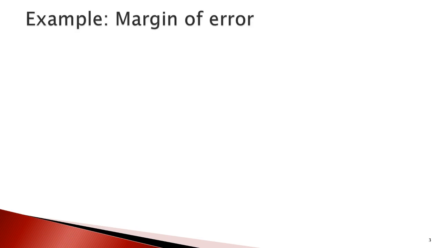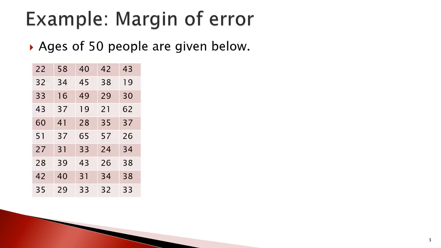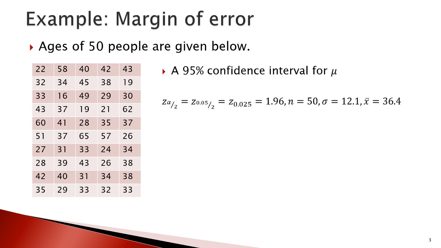Now let's move into an example. This table has data on ages of 50 people. Using this table, let's find the 95% confidence interval for mu. So now our alpha is 0.05. Then the z-score of alpha over 2 is 1.96.